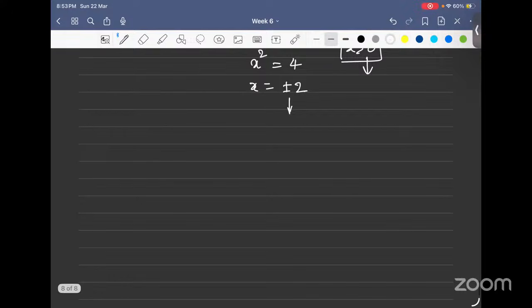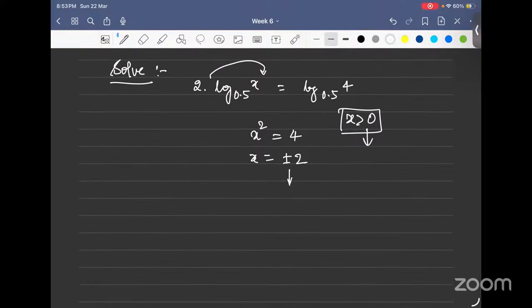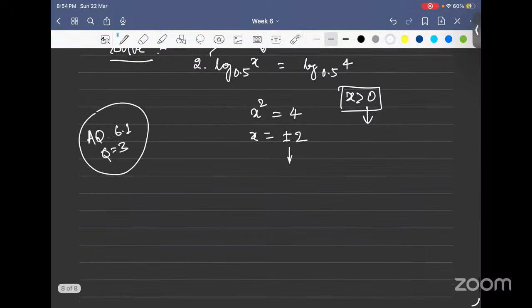Sir, question number 3 from the activity question. Okay, I'll go through it. So what is the question? Third question, sir, 6.1, right? Question number 3, okay, I'll take that. So this is clear, right? Now solve this.